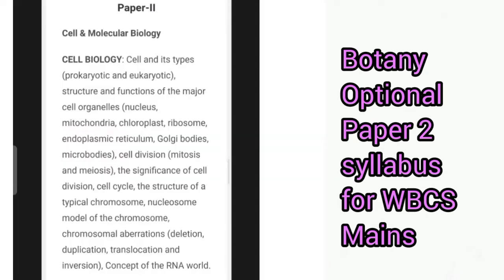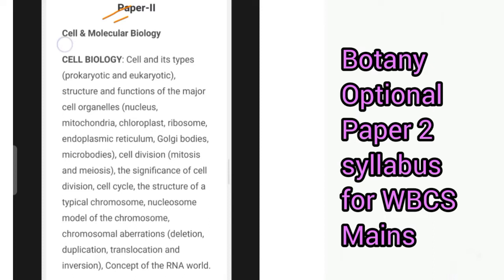In our previous class we have already discussed the latest syllabus of paper 1 optional paper of Botany. In today's class we are going to start discussing paper 2 of Botany optional paper. So let's start our class. Let us start with the discussion of paper 2 syllabus.